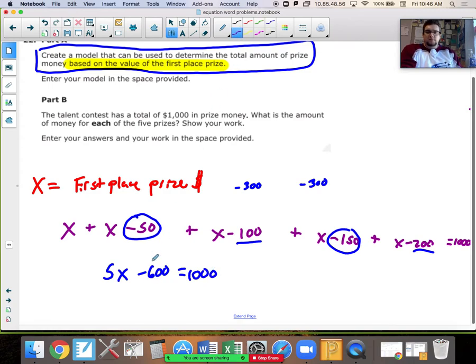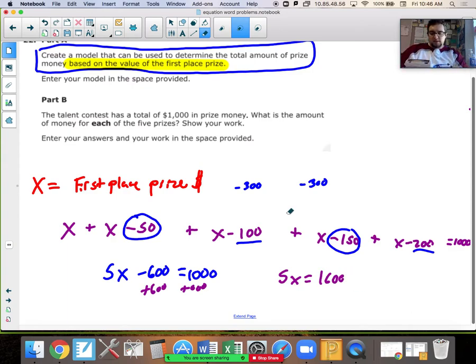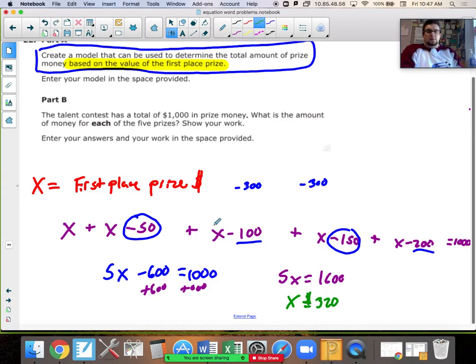We add the 600 to both sides. We get 5x equals 16. Oops. That's 16,000, 1,600. We divide 1,600 by 5. And x is $320. So first place gets $320, but we haven't actually answered part B. I need to know how much is each prize.